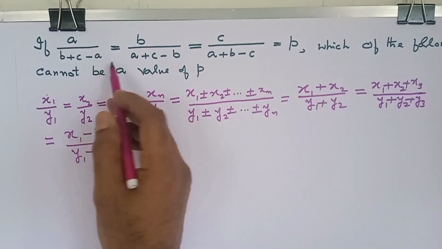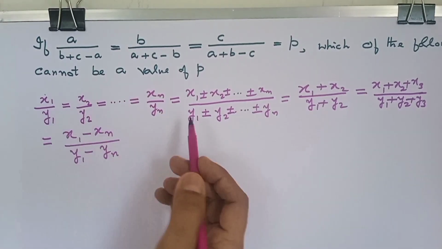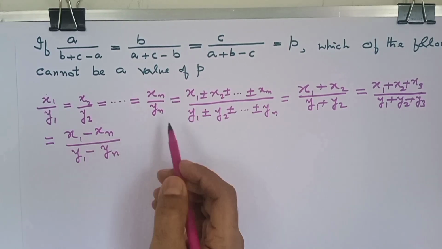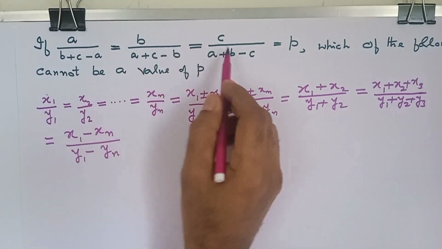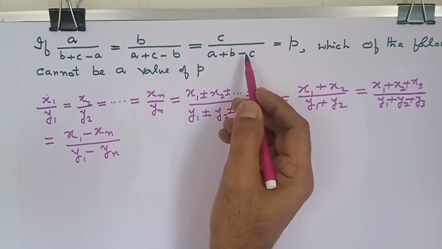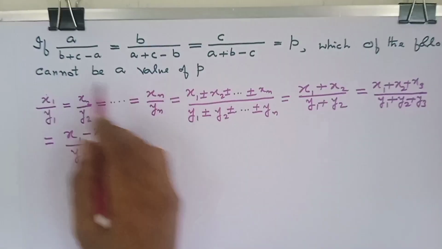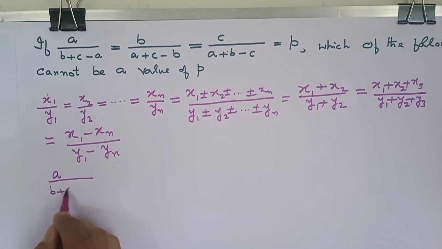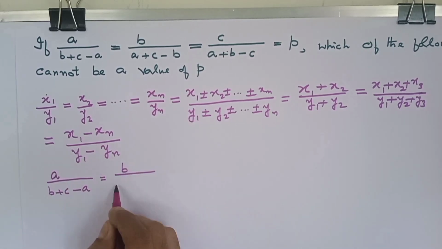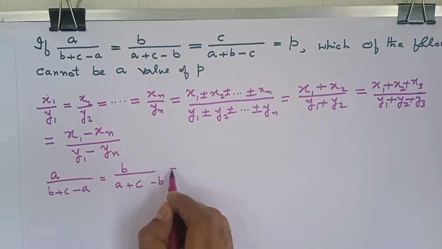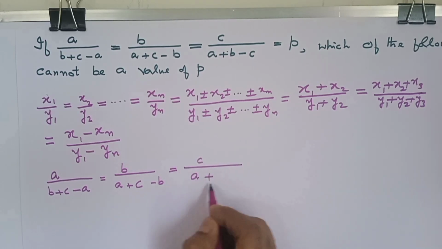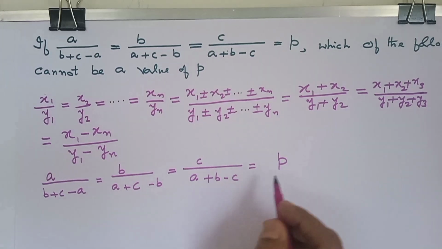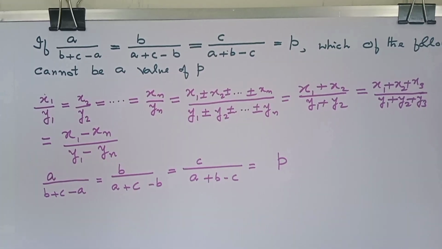Compare the given problem to this result we know. Here I started with n ratios being equal. Here you have what? 3 ratios. 3 fractions are equal. Fractions and ratios are the same. Let me write the problem again. Is equal to P. Now, we are asked to find out the value of P.